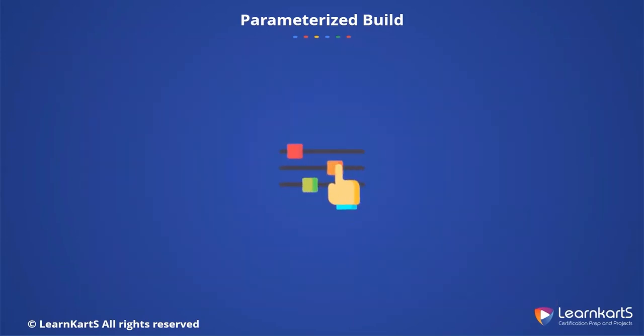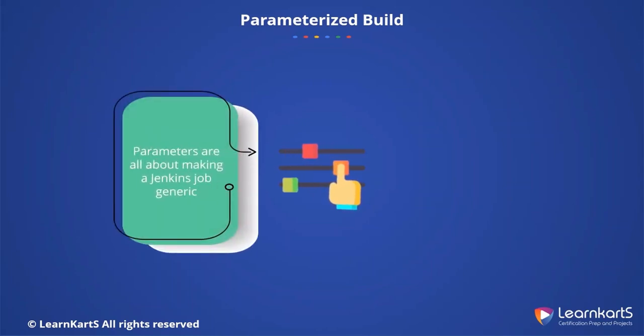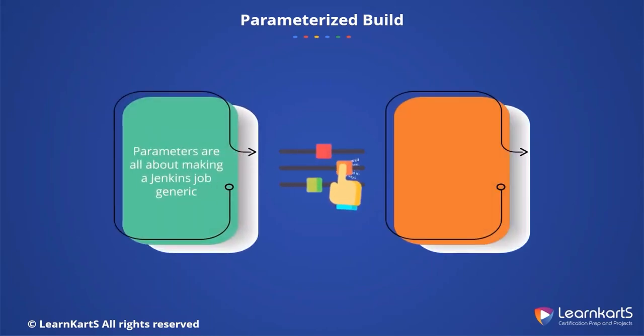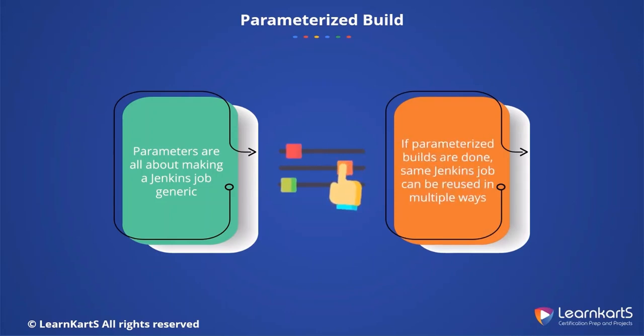So if you want to have parameters, parameters are all about making a Jenkins job generic. If you do parameterized builds, you will be able to reuse the same Jenkins job in multiple ways. You don't have to make changes in this particular Jenkins job for it to be onboarded with a different environment. No, we don't have to do that here. The same Jenkins job can be deployed in different ways. All you need to do is go ahead and utilize it. That's the main benefit we get in this case, and the main purpose of using this.